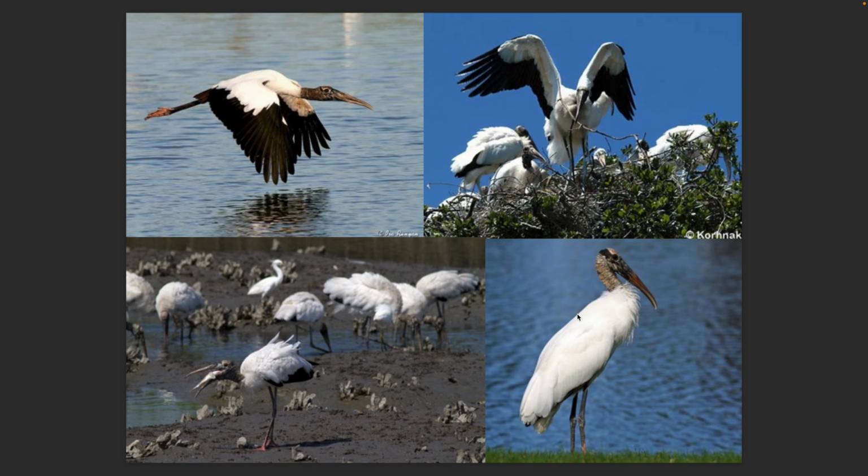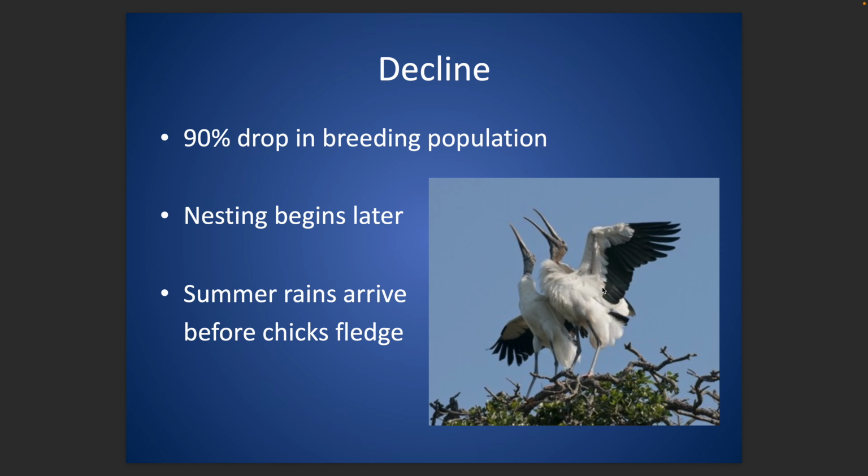So here they are eating and nesting. A lot of large water birds actually nest on the tops of trees, like great blue herons do that too, which I was so shocked when I first saw a heron in a tree. There was a 90% reduction in breeding population.